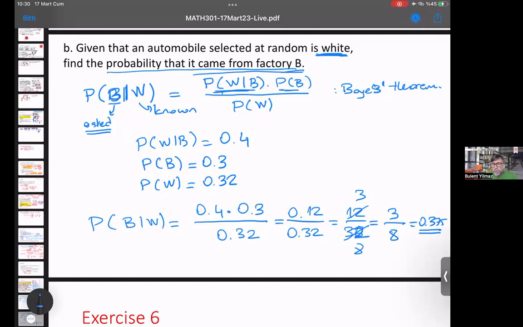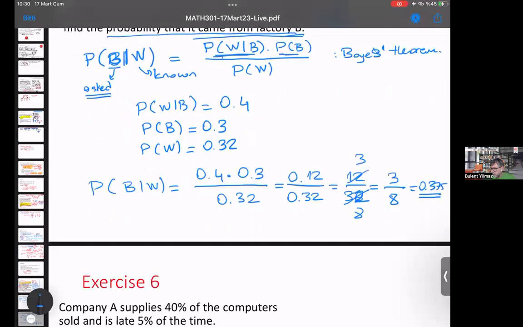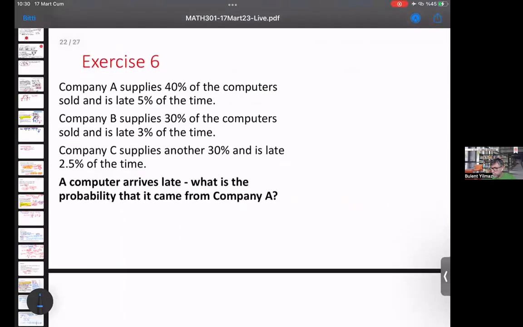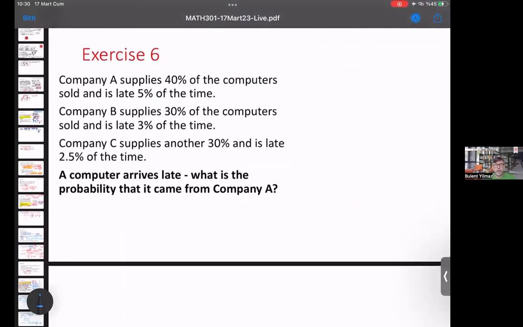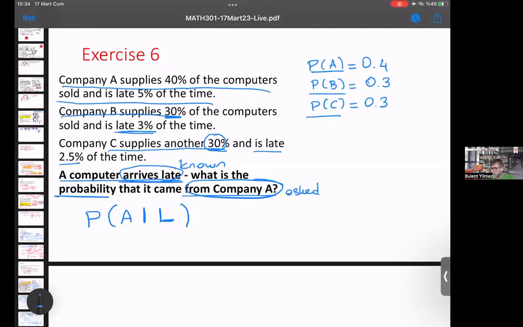Okay, are you with me, guys? Is that clear on your side? Easy, right? Until now, it's easy. Now, I want you to work on this question right now. Start recording.